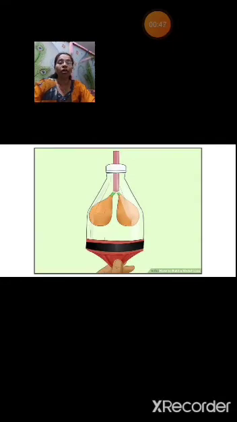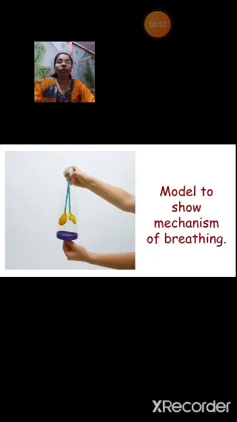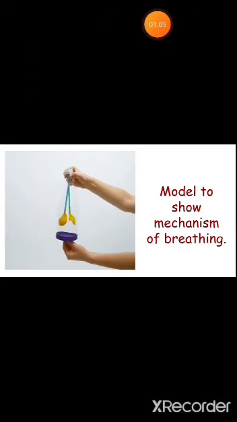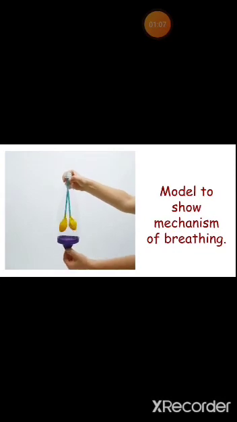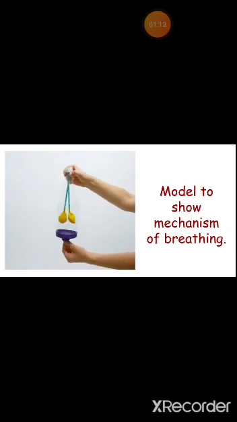To close the base of the bottle, tie a thin rubber or plastic sheet using a large rubber band. Now the model is ready. On the screen you can see the model working. The blue rubber sheet represents the diaphragm and the yellow balloons represent the lungs. As the diaphragm moves down, that is during inhalation, air is filled in the lungs, and as the diaphragm moves up, that is during exhalation, air is pushed out of the lungs.